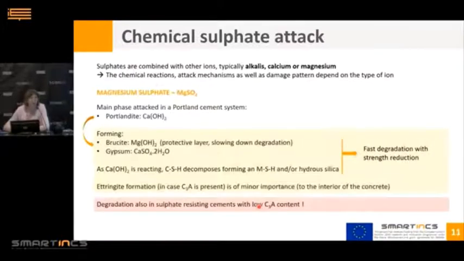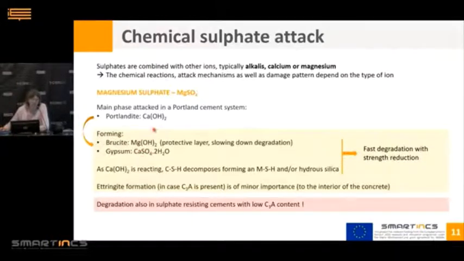The next one is related to magnesium sulfate. This is a quite different mechanism, let's say, because the main phase that is now attacked is your calcium hydroxide, and the calcium hydroxide reacting with the magnesium sulfate will lead to magnesium hydroxide and gypsum. So as Professor De Bailey already told us, we have the brucite, or the magnesium hydroxide, which can also act as a protective layer, slowing down the degradation.